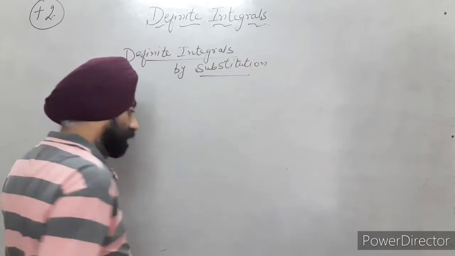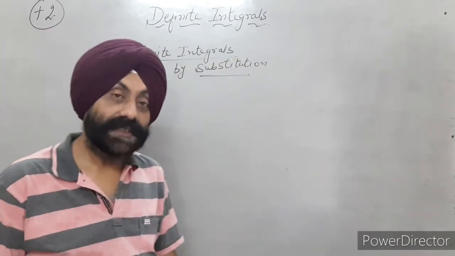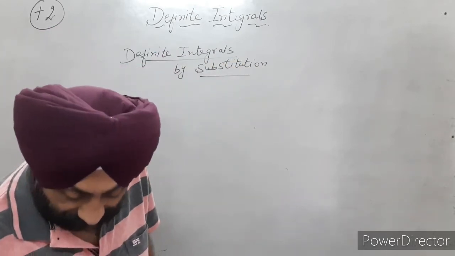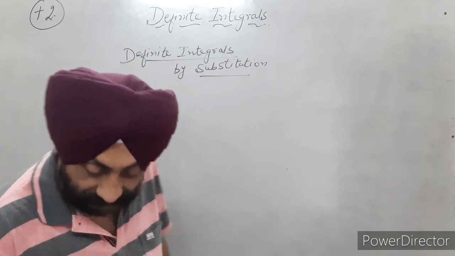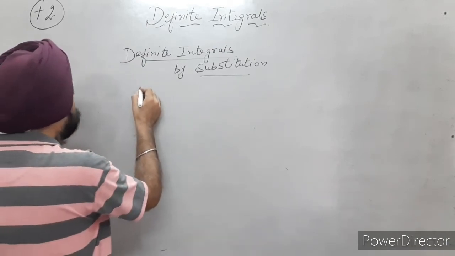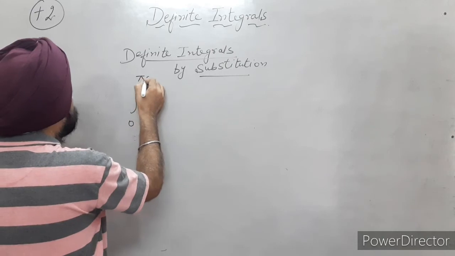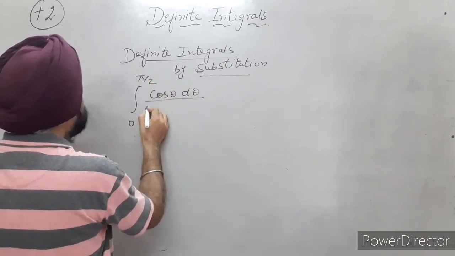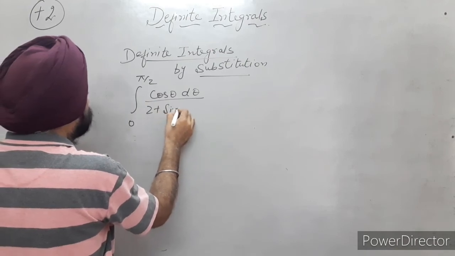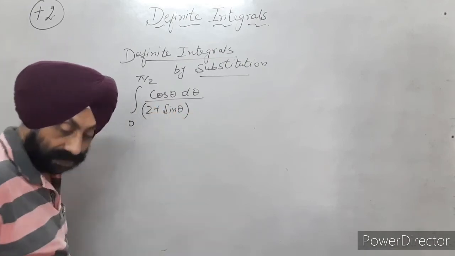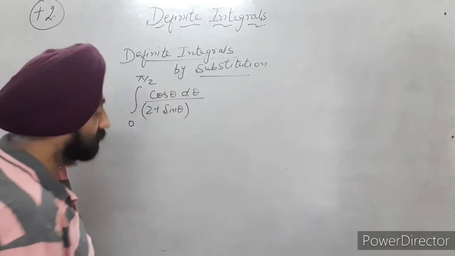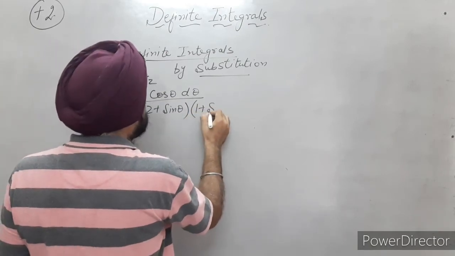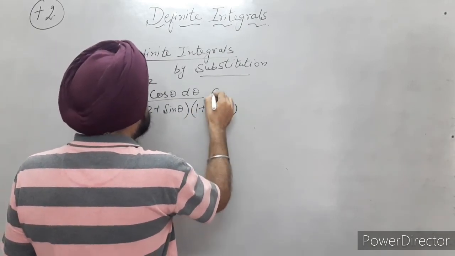Now, it is the same which we did in indefinite integrals. The question is the integral from 0 to pi by 2 of cos theta d theta divided by (2 plus sin theta) multiplied by (1 plus sin theta), d theta, of course.